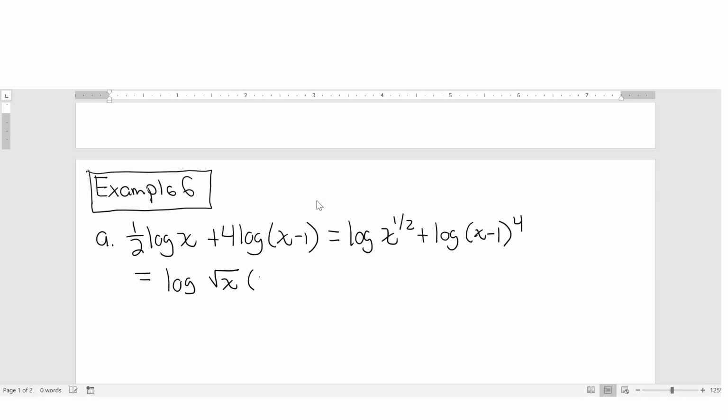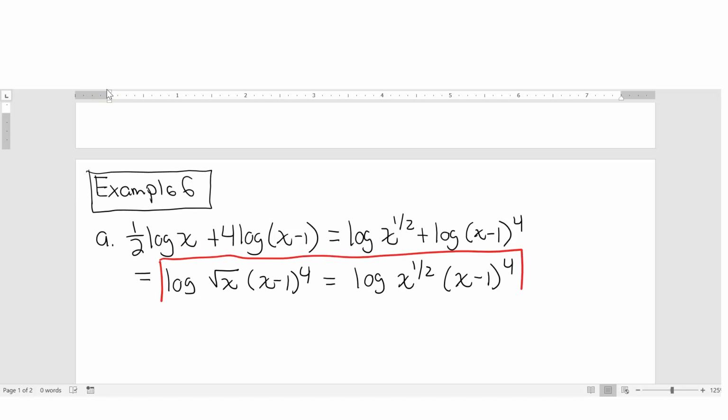And then when we finally condense that expression, you can either express it as log of square root of x times x minus 1 to the 4th, or if you wanted to, you could leave it as log x to the 1/2 times x minus 1 to the 4th. Those two forms would be equivalent. But again, make sure to use that power rule in reverse to make sure you have coefficients of 1 before then using, in this case, the product rule to condense the logarithmic expression.